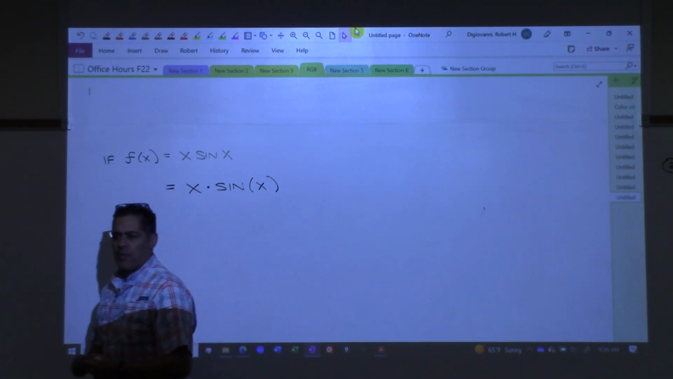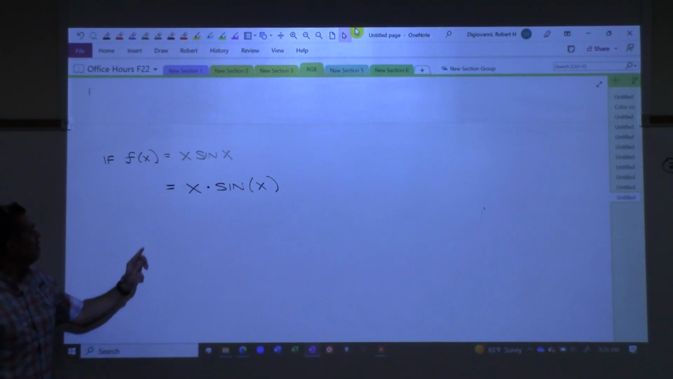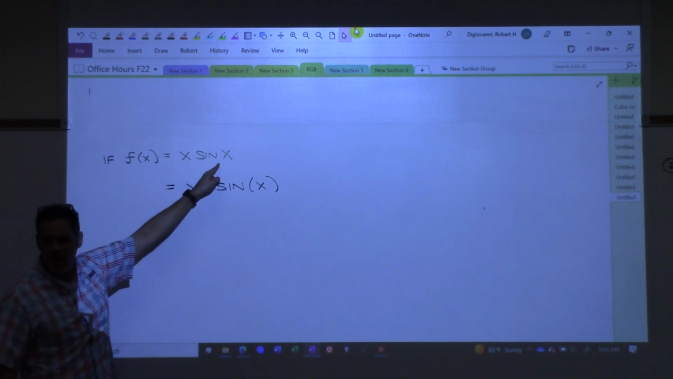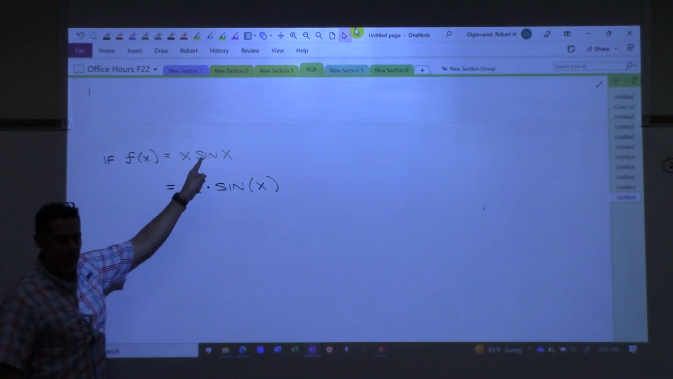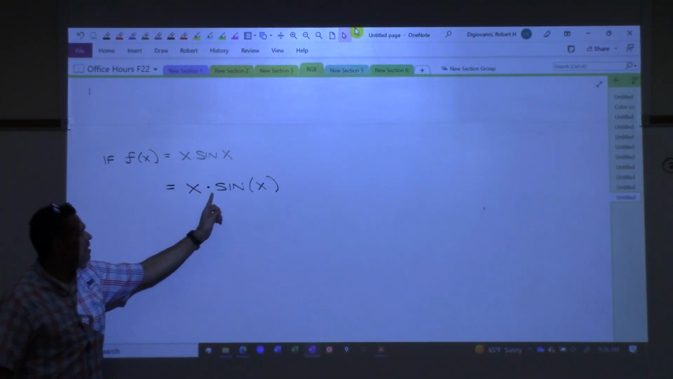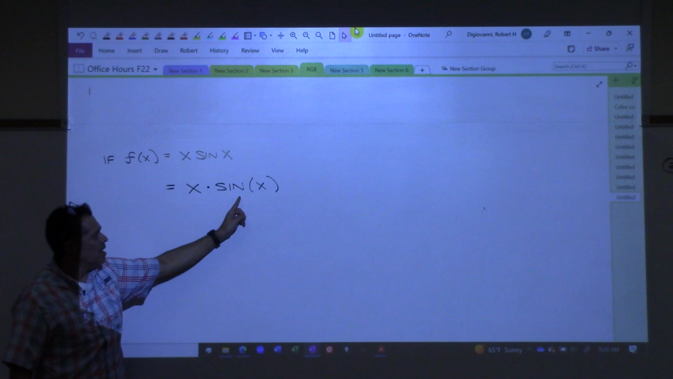Okay, now I just rewrote that just to stress some things to you. There's an implied multiplication right there. This is x times sine x, right? That's multiplication between these two functions. This by itself is a function. This by itself is a function.